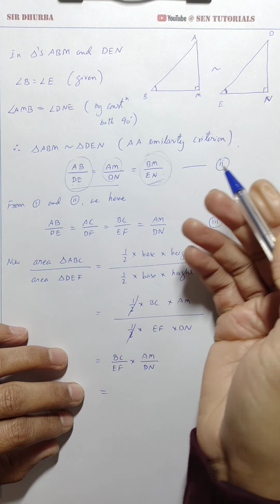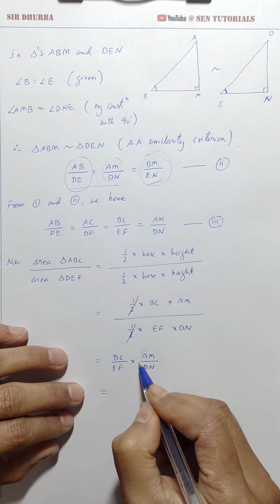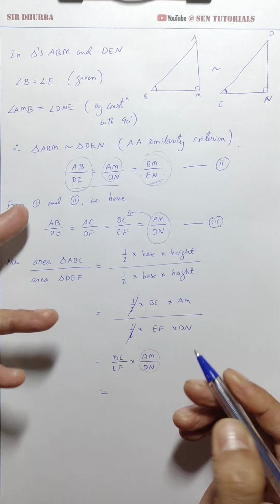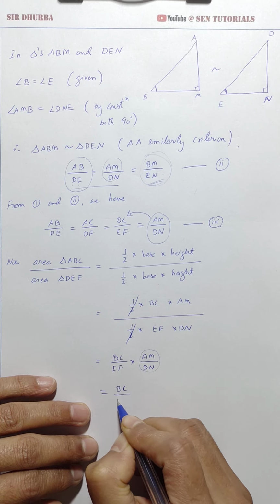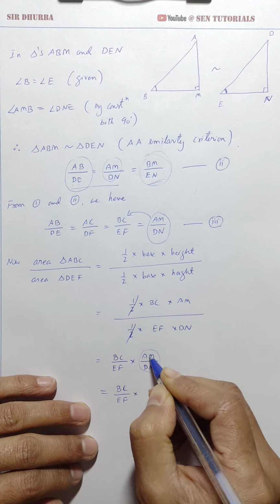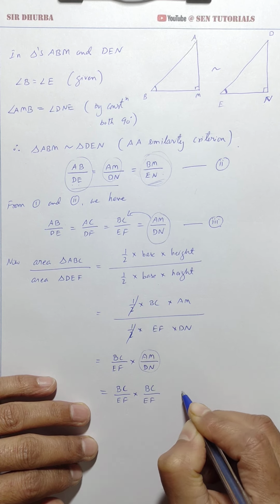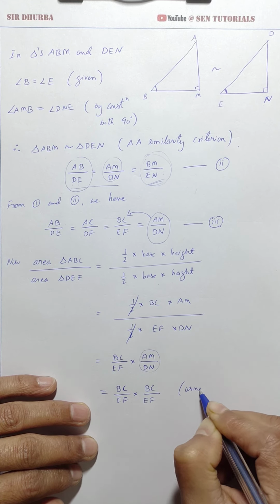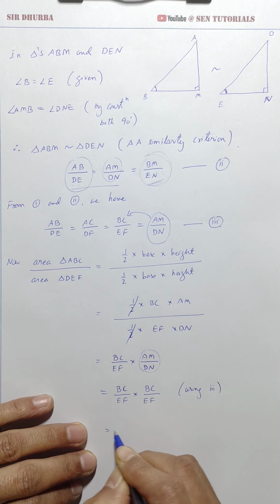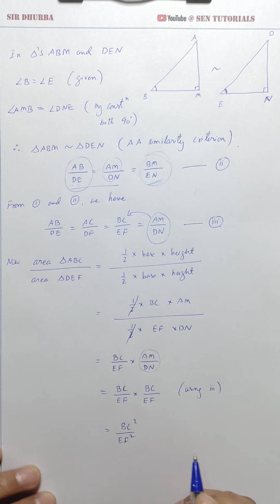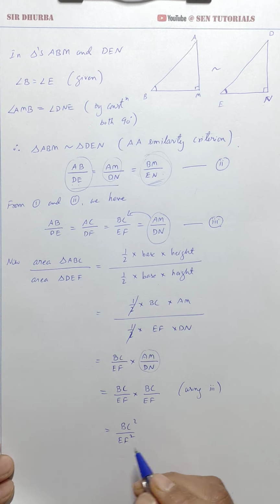Now have a look at equation 3. AM by DN, can we not write it again as BC by EF, because they are all the same? So that means BC by EF into, instead of AM by DN, can we write BC by EF? Using 3, that becomes BC square by EF square. Right.